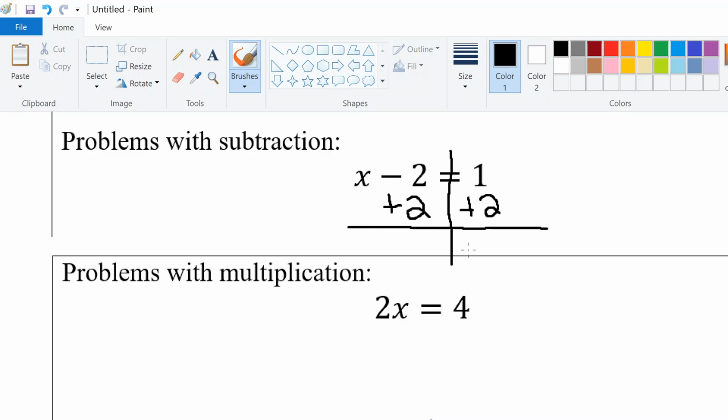Draw my line through the bottom. Notice here, minus 2 and a plus 2 are going to cancel out. My x goes along for the ride, yeehaw. I have my x here. 1 plus 2 is, you guessed it, 3.